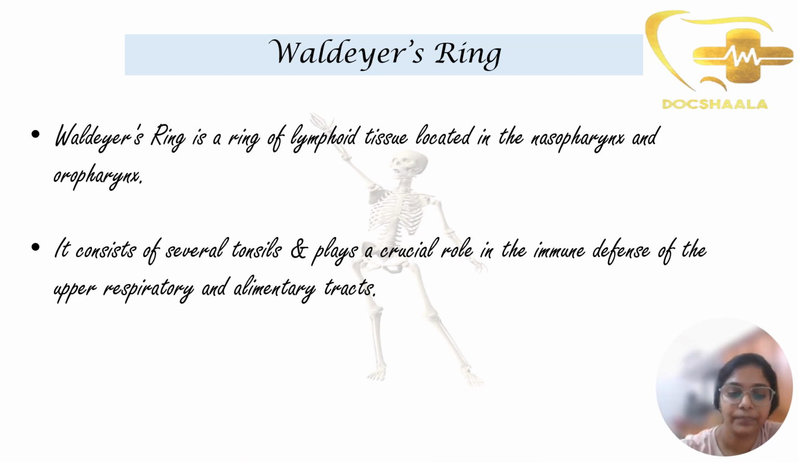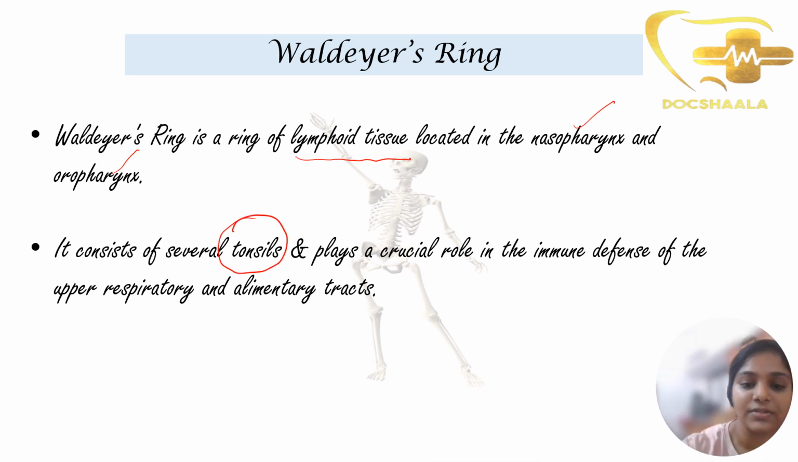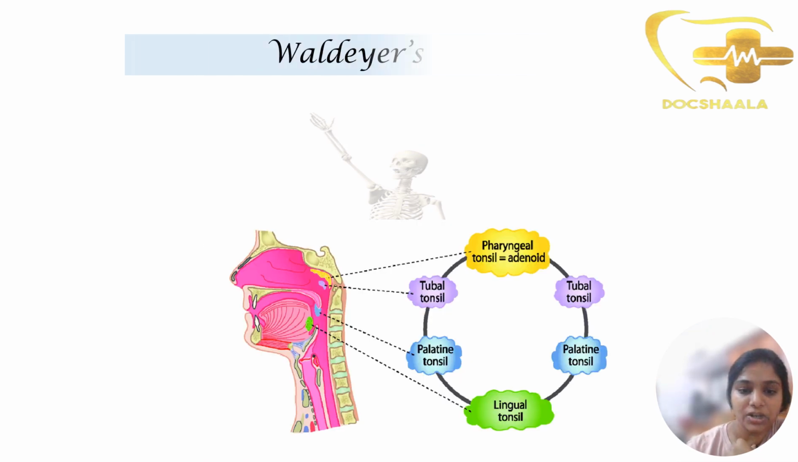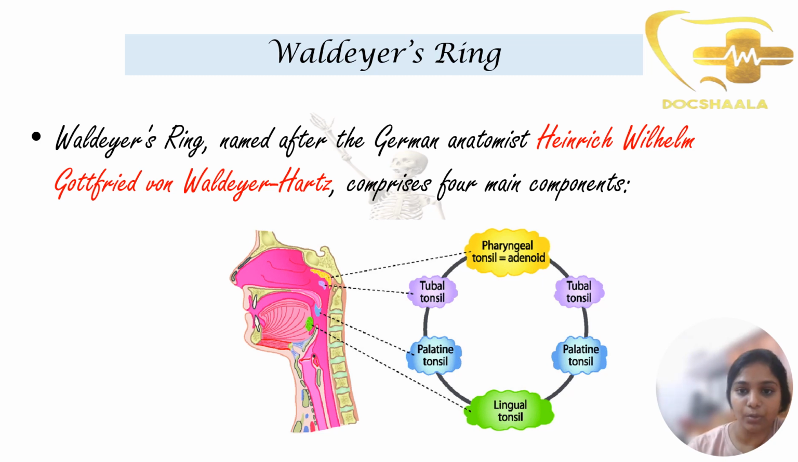It is a ring of lymphoid tissue which is located in the nasopharynx and the oropharynx, right? So Waldeyer's ring is a ring of lymphoid tissue which is located in the nasopharynx as well as the oropharynx. So it consists of what? Tonsils, which play a crucial role in the immune defense system of the nose and the oral cavity and the upper respiratory tract and alimentary tracts. Okay, so let's just see what are the components of the Waldeyer's ring.